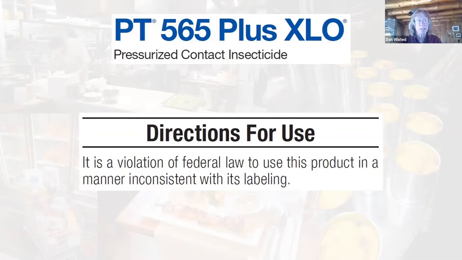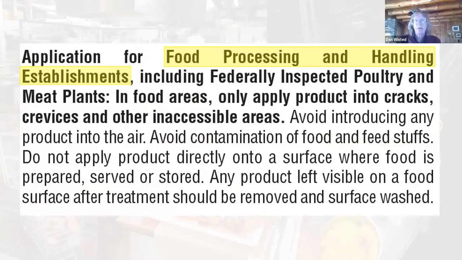So one of the first things you need to do is make sure the pesticide can be used where you want to use it. For example, here it says for use in food processing handling establishments. A can of Raid that's meant for homeowner use and talks about use in the home, in a residential kitchen, can't be used in a food plant or a food facility because the label doesn't say it can be.